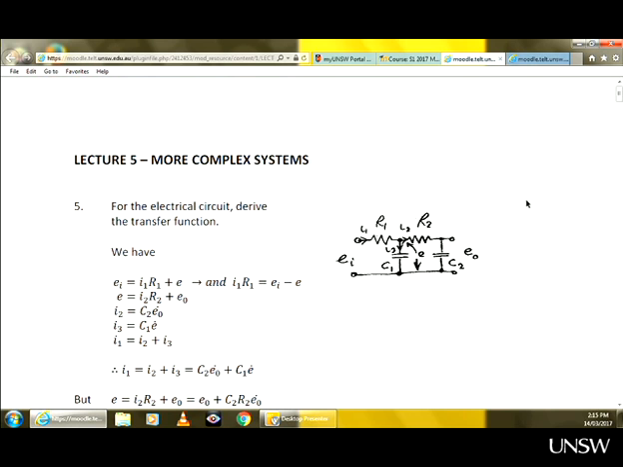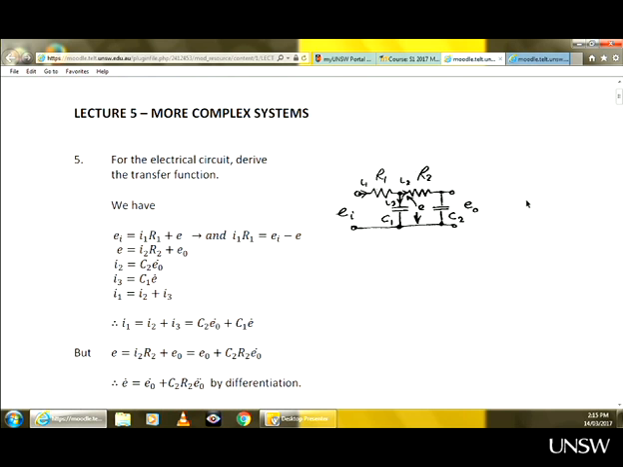So lecture 5 is really more examples, and the complexity of the system is now increased. Lecture 4 was mostly about first-order systems, trying to understand what the meaning of a time constant is, what time constant really represents. Now we are going to move to higher-order systems, mainly second-order systems.